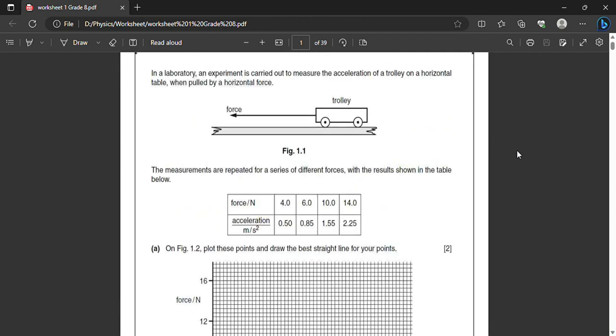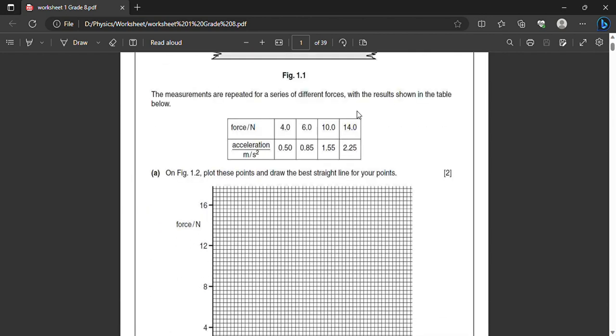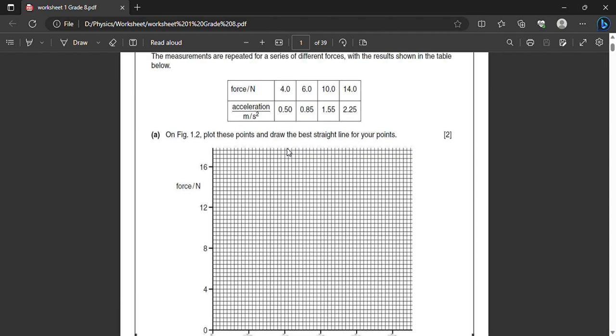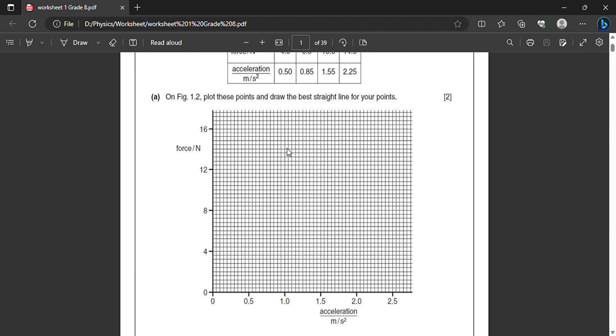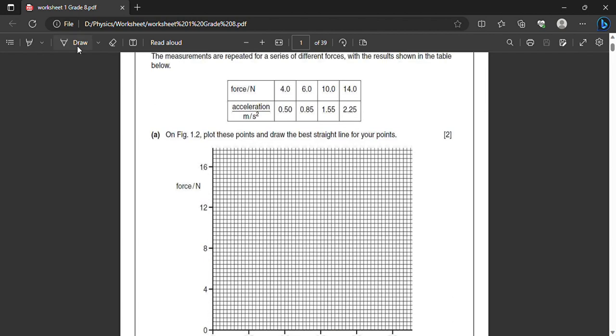This is our first question. In a laboratory, an experiment is carried out to measure the acceleration of a trolley on a horizontal table when pulled by a horizontal force. So the trolley is being pulled by a force that acts as shown in the picture. The table shows the details. Now they're asking us to draw a suitable graph, so according to the table we should use it.